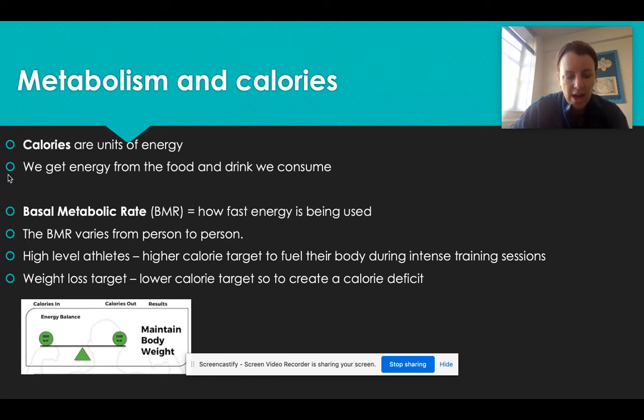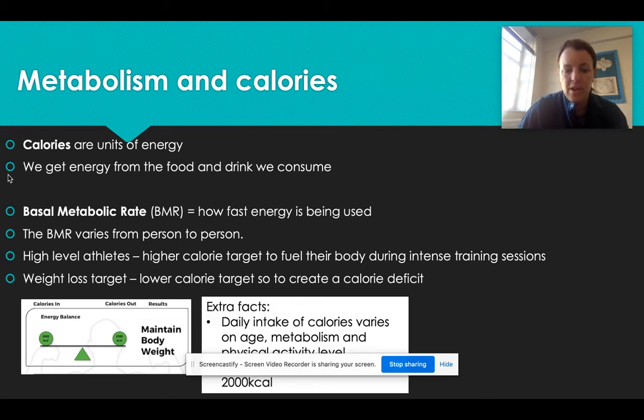If we eat 2,000 calories and we burn 2,000 calories, we will maintain our body weight. If you eat more, the scales will tip. Or if you eat less, the scales will tip. So the daily intake of calories varies on your age, your metabolism, and your physical activity level. The recommended guidelines are that men have 2,500 calories a day and women have 2,000 calories a day. With that, though, must be a healthy, active lifestyle. If you're not active, 2,000 calories will be too much.